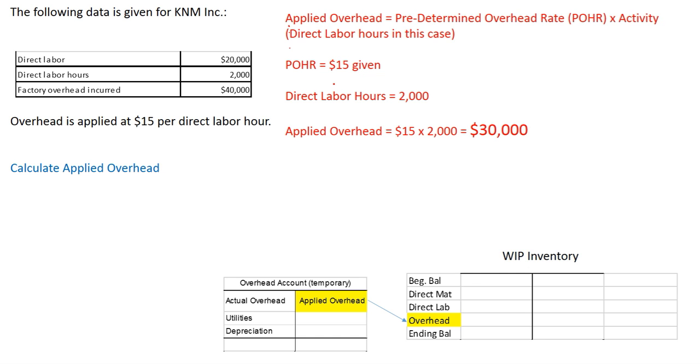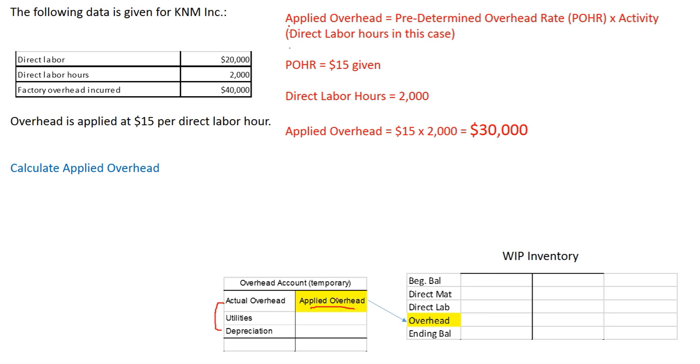Now, how do we write that into T accounts? What we do is we credit the temporary overhead account. Applied overhead is a credit. And what we are doing on the debit side is we are accumulating the actual cost. Utilities, depreciation, and so on, and at the end of the year we are going to close this temporary account.